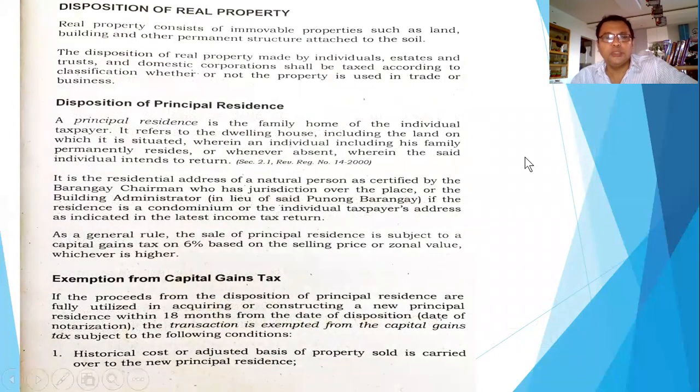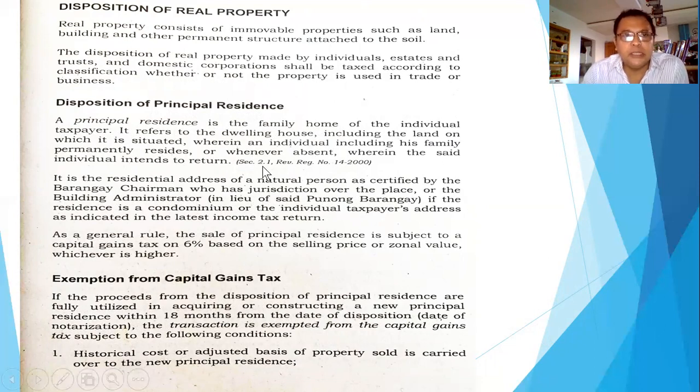Okay, let's go to disposition of real property by an individual. Real property consists of immovable property such as land, buildings, and other permanent structures attached to the soil. The disposition of real property made by individuals, estates, trusts and domestic corporations shall be taxed according to the classification, whether or not the property is used in trade or business. So, disposition of principal residence. We are now going to discuss the sale of a principal residence.